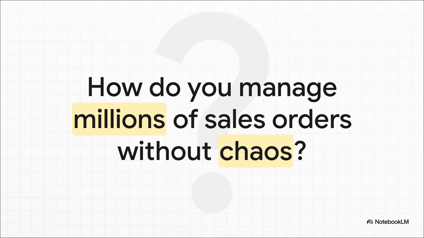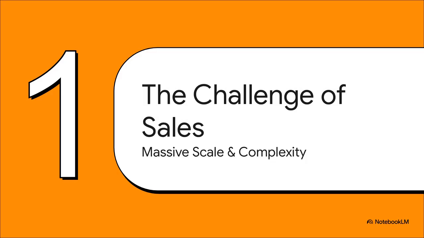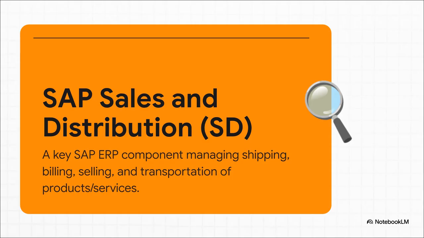It sounds impossible. Okay, so let's dive into that first section, the challenge of sales. Right. And while that challenge sounds completely overwhelming, the answer, not surprisingly, is a system that was built from the ground up to handle exactly this kind of mind-boggling scale. And that system is SAP Sales and Distribution, or SD. It's one of the key modules inside SAP's main ERP system, and its whole job is to manage the entire sales cycle. We're talking shipping, billing, selling, transportation, the whole shebang.